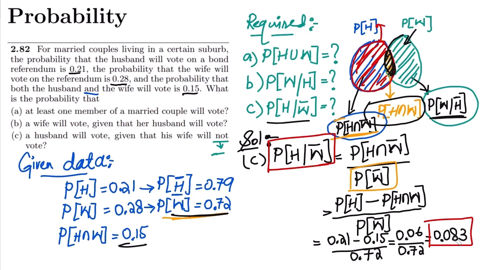So that is what we have here. This is 0.083, and that is basically the solution of part C, which was somewhat trickier because this data was not given and we had to deduce it from the given data.